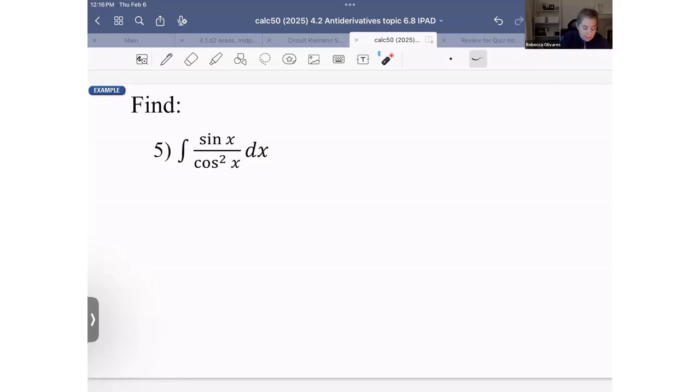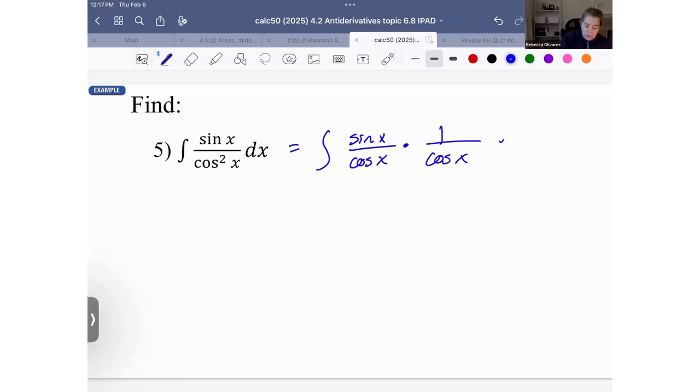So what I'm going to do is split this up a little bit. This will remind you of pre-calculus from last year, when you had to do some verifying and simplifying of trig identities. I'm going to call this the integral of sine of x over cosine of x times 1 over cosine of x. This is another way to split your fraction. Hopefully you agree that these are the same thing, because with fractions, you just multiply across the top and across the bottom.